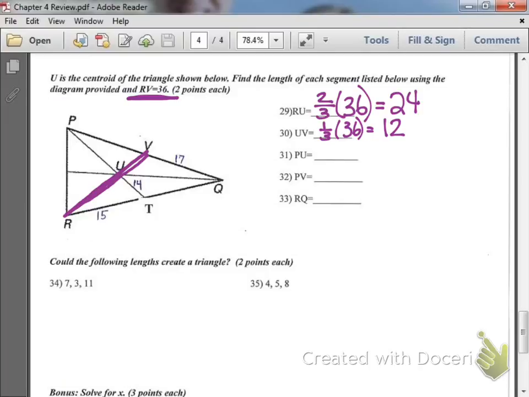All right, now the next one, I give you UT. You can see that it's 14, and I'm asking you for PU, this whole guy up here. So the longer one is always 2/3. It's like 2/3 and 1/3, right? So this one has to be twice as big as this one. So if I give you the shorter one, what do you have to do to find the longer one?